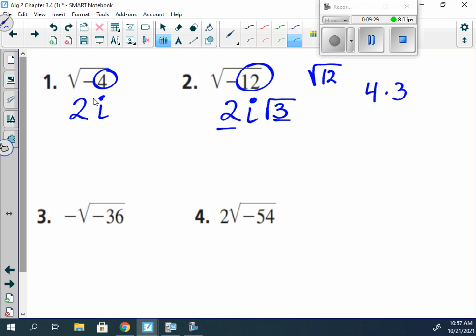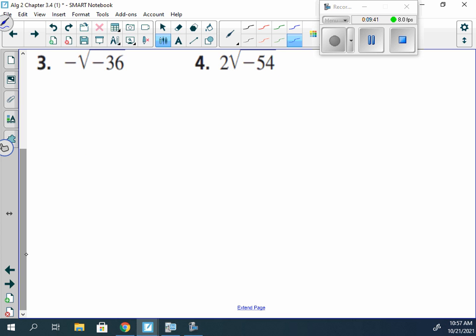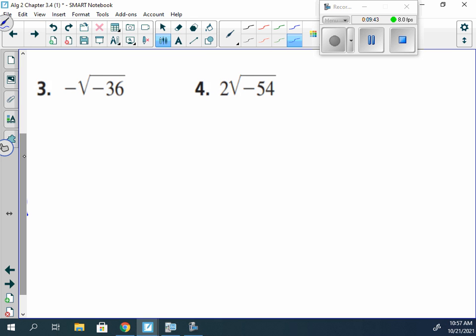We can look at number 3. Negative square root of negative 36. Is 36 a perfect square? Well, yeah, we could plug it into the graphing calculator. Or if we did it by hand, the negative out front would stay. But the negative inside the radical is going to turn into what? So that leaves us with the square root of 36, which is 6. So the answer is 6i.